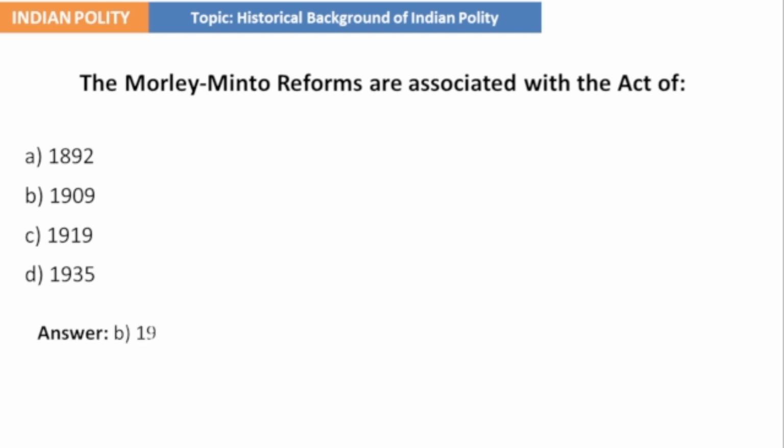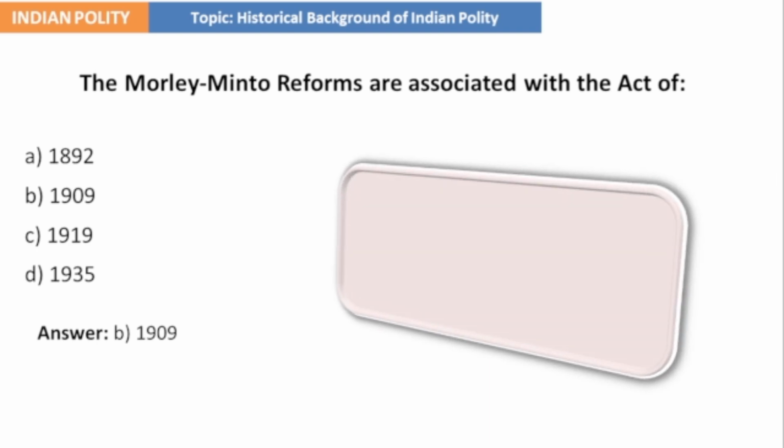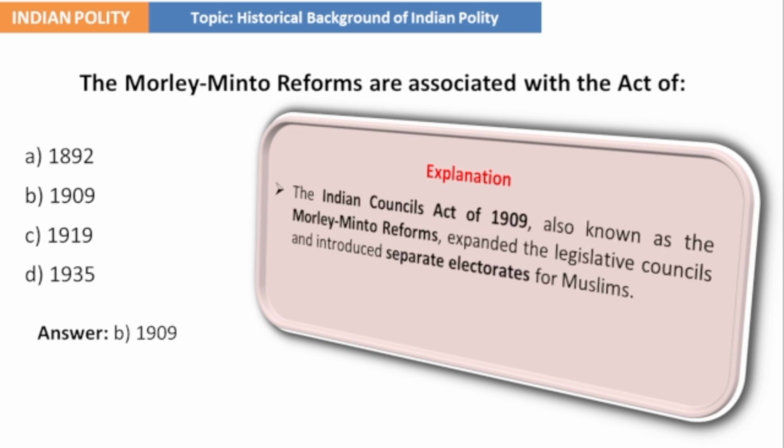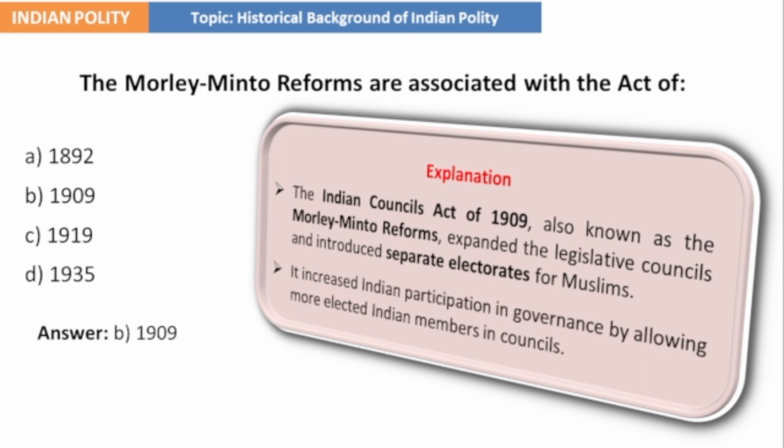The Morley-Minto reforms are associated with the act of... And the answer is option B, 1909. The Indian Councils Act of 1909, also known as the Morley-Minto reform, expanded the legislative councils and introduced separate electorates for Muslims. It increased Indian participation in governance by allowing more elected members.